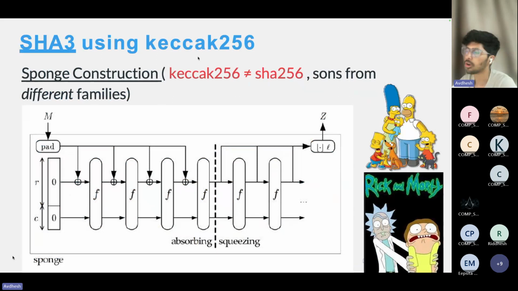SHA-3 is using Keccak-256. Keccak and SHA-256 are not the same actually. Keccak is used in Ethereum, which we'll talk more about later. It is actually used to write smart contracts on Ethereum. But Keccak and SHA-256 are similar, just sons of different families. Like Rick and Morty and The Simpsons, they are still cartoon characters, but they are from different families and different sides. So kind of like that. And this is the diagram.